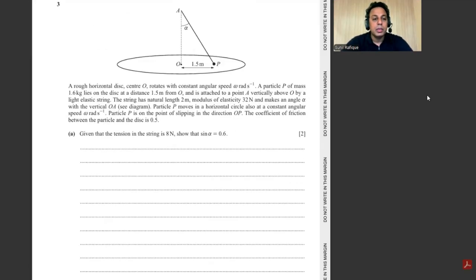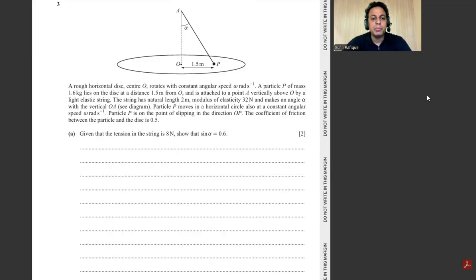Question 3. A rough horizontal disk, center O, rotates with constant angular speed omega radians per second. A particle P of mass 1.6 kg lies on the disk at a distance of 1.5 meters from O and is attached to a point A vertically above O by a light elastic string. The string has a natural length of 2 meters, modulus of elasticity 32 Newton, and makes an angle alpha with the vertical OAC. Diagram.